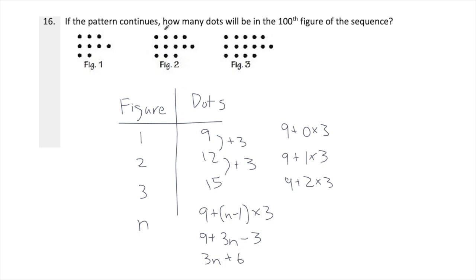Looking at this problem, we have to find how many dots will be in the 100th figure of the sequence. So that means n is equal to 100. So we would substitute in 100 for n into this equation. So we have 3 times 100 plus 6. And this is equal to 300 plus 6, which is equal to 306. So the answer to this problem is 306.